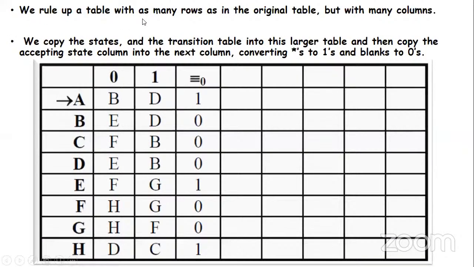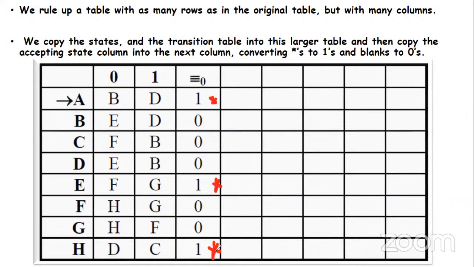You make a table with as many rows as the original table, but with more columns. So we copy the states and the transition table into this larger table, and then copy the accepting state column into the next column. Now, this is what I was trying to explain. You can see that A is an accepting state. In the former table, it was having what? An asterisk. E was having an asterisk, right? And H was having an asterisk. Do you understand?